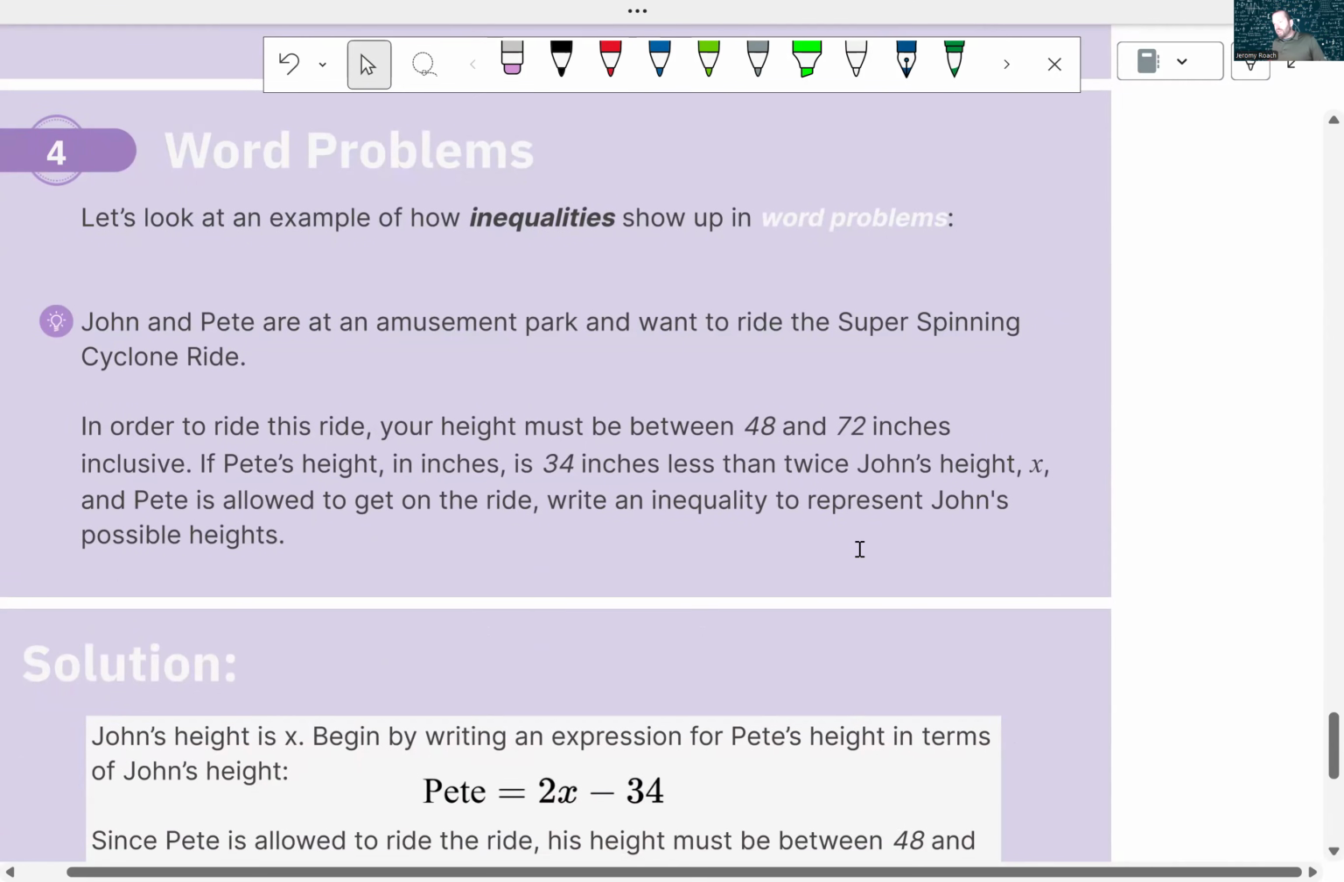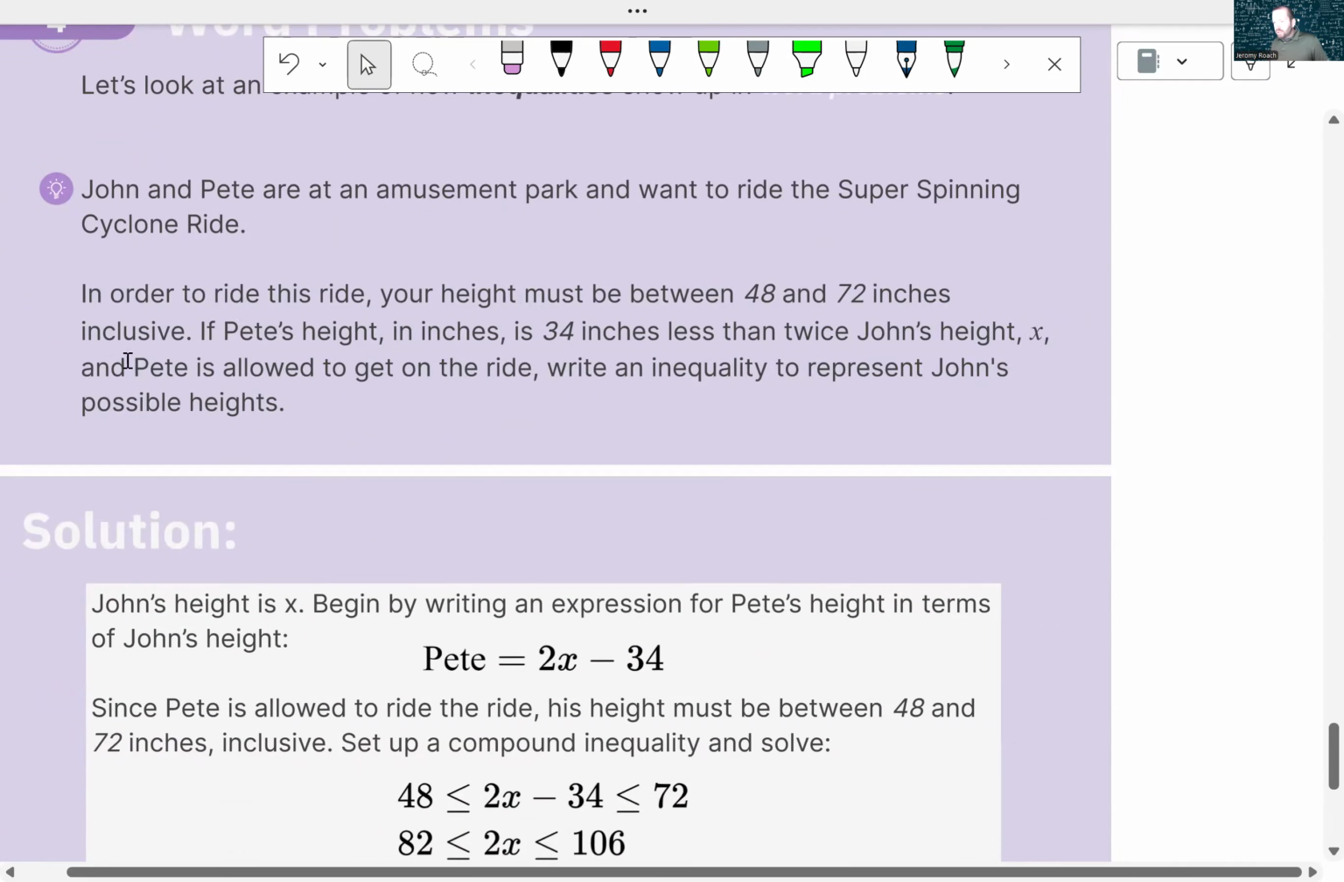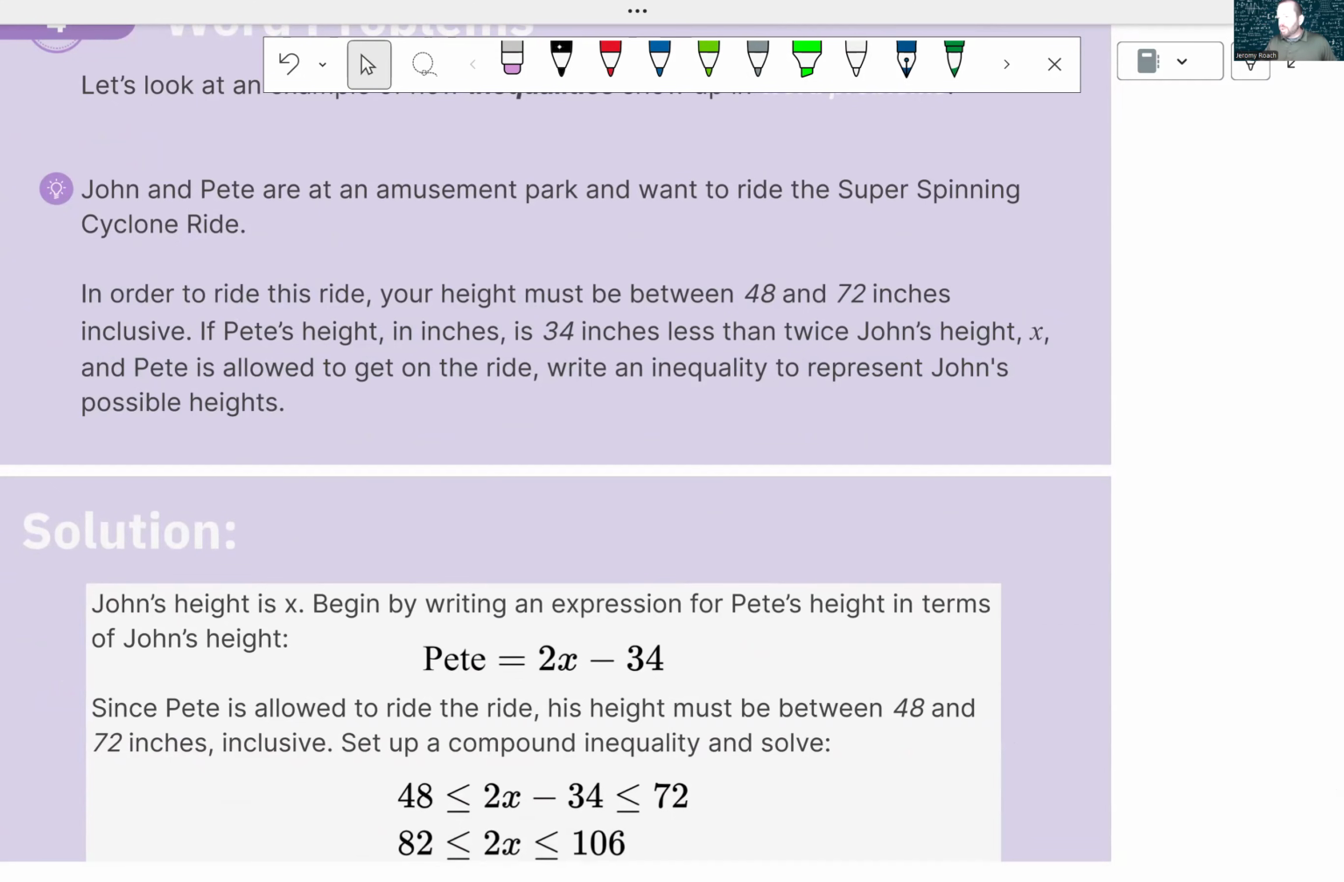It says John and Pete are at an amusement park and they want to ride the super spinning cyclone ride. In order to ride the ride, your height has to be between 48 and 72 inches. And it says inclusive. Inclusive means that we're dealing with less than or equal to or greater than or equal to inequalities. If Pete's height is 34 inches less than twice John's height, and Pete is allowed to get on the ride, write an inequality to represent John's possible heights.